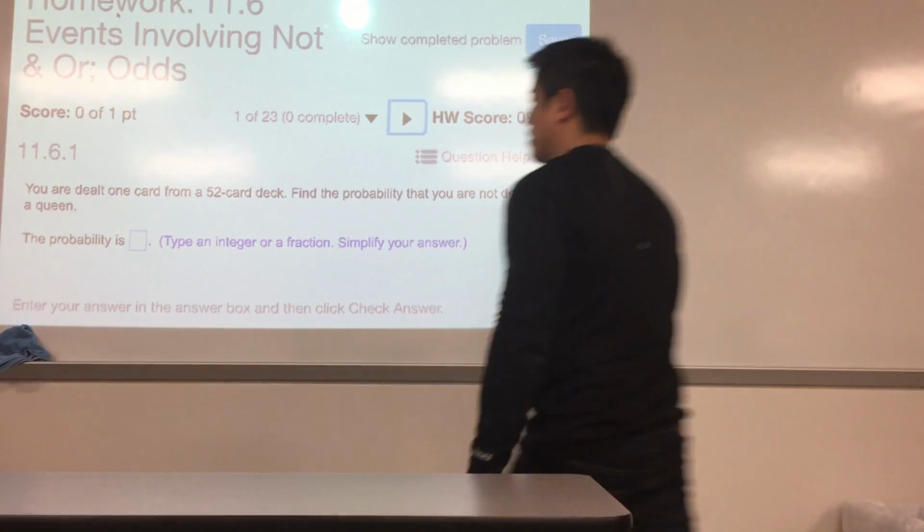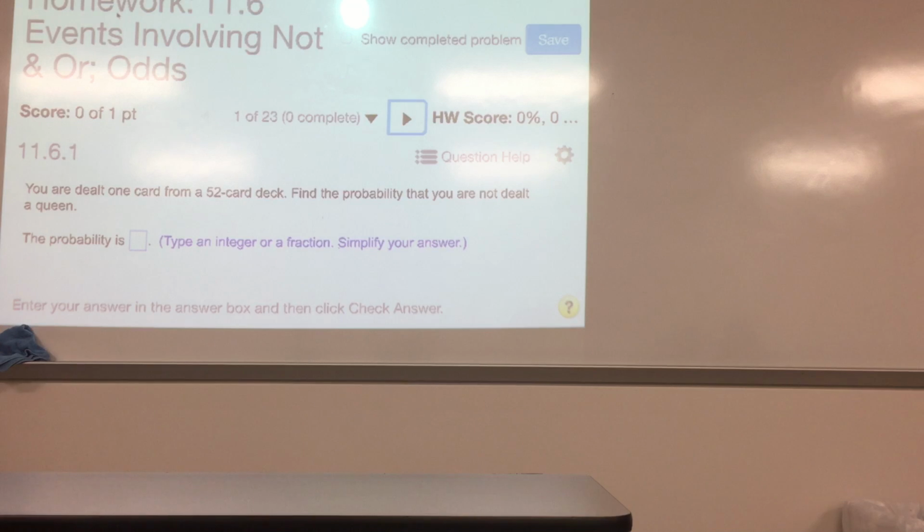All right, this is section 11.6. What we deal with in 11.6 is we take the probability that we learned in 11.5 and we apply it to events not happening. So they're finding the probability of something not happening, finding the probability of one thing or another happening or not happening. That's what this section is all about.